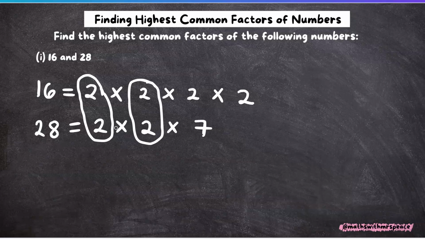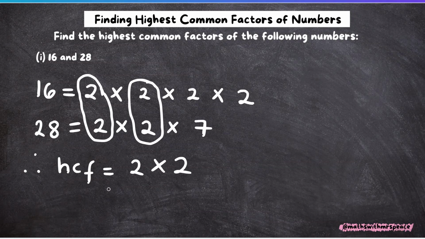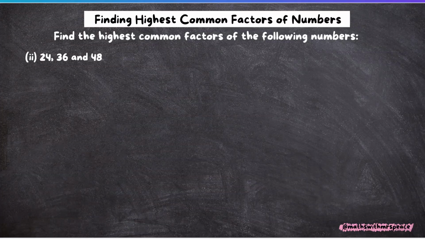To conclude with this method, you're just going to multiply these factors that you have selected. So therefore, the HCF will be equal to 2 times 2, and that's going to give us 4. So that's it for our first example. Let's check out another example on highest common factor using this method.